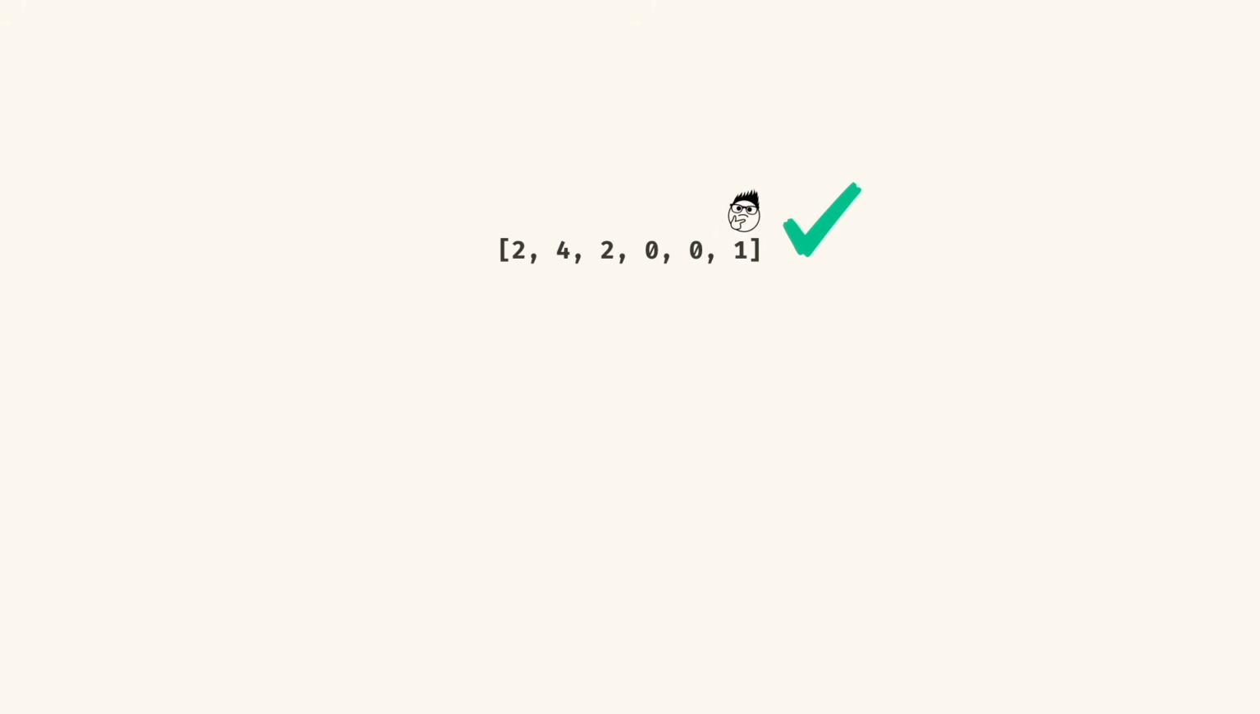This would be an example of an input where we return true, meaning that it is possible to travel from the beginning of the array all the way to the end. If there's no such path to travel from the beginning to the end, then I would return false. So let's step through this example visually.